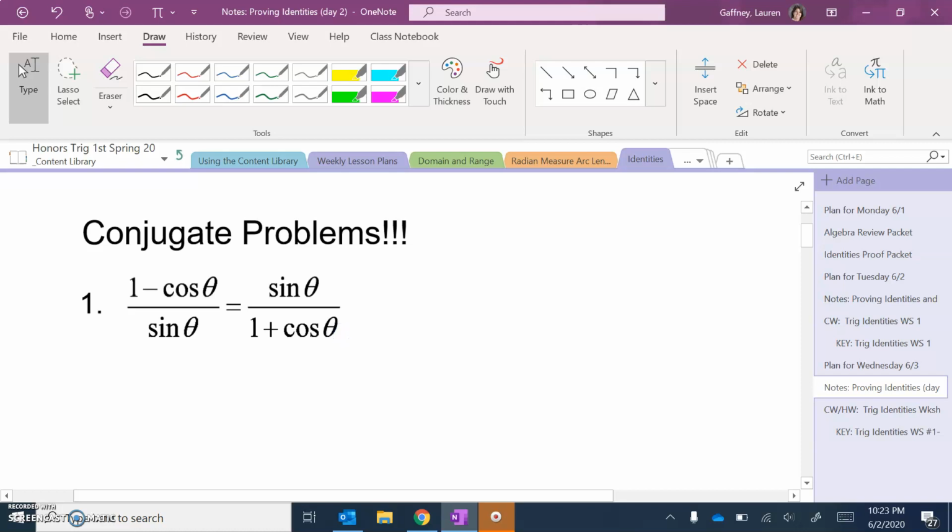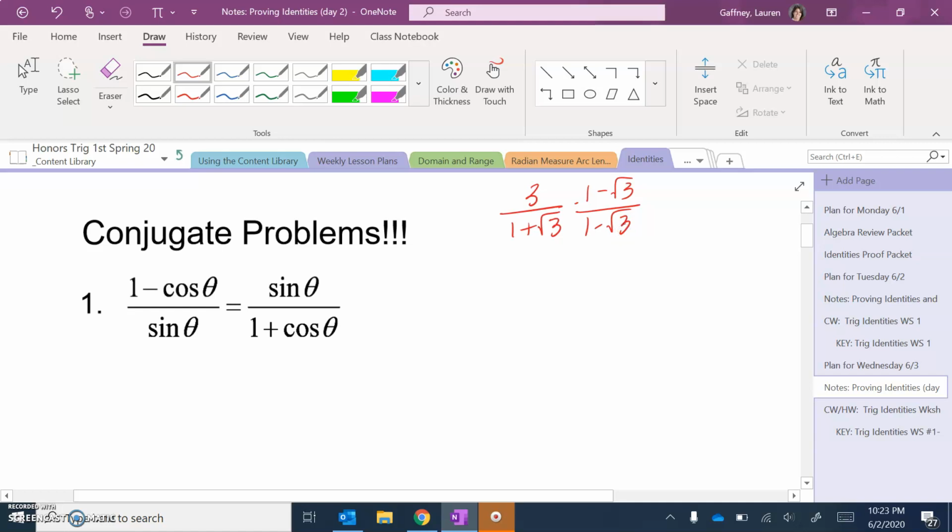So you might remember conjugates from when you were dealing with radicals. For example, total side note, if you had something like this, you couldn't leave a square root in the bottom, so you multiplied by the conjugate, which was 1 minus root 3 on the top and bottom. We're going to use a similar idea here.